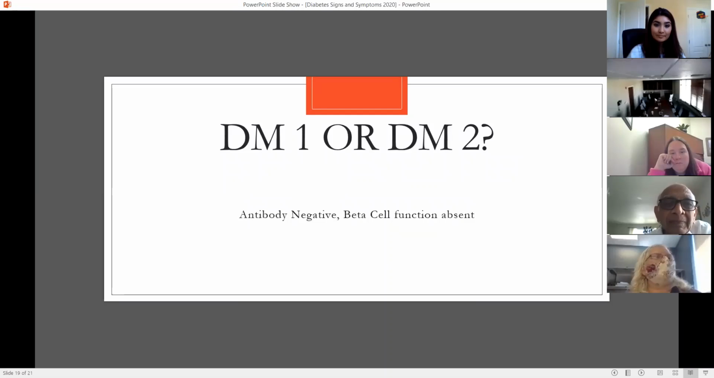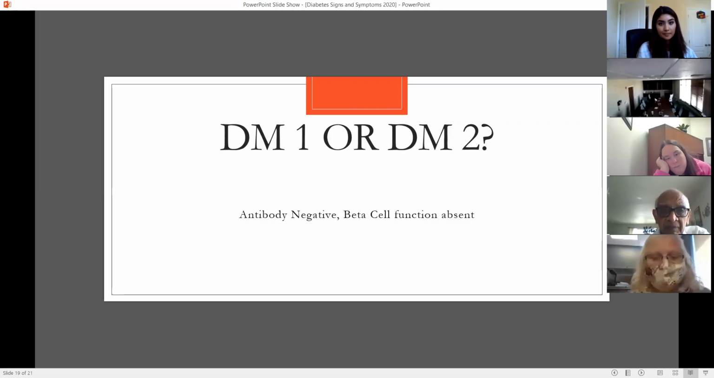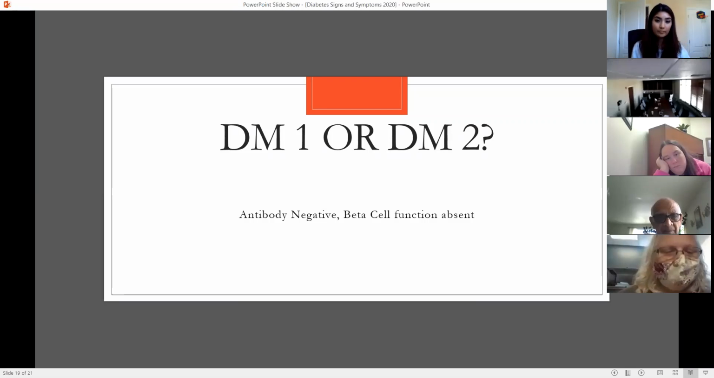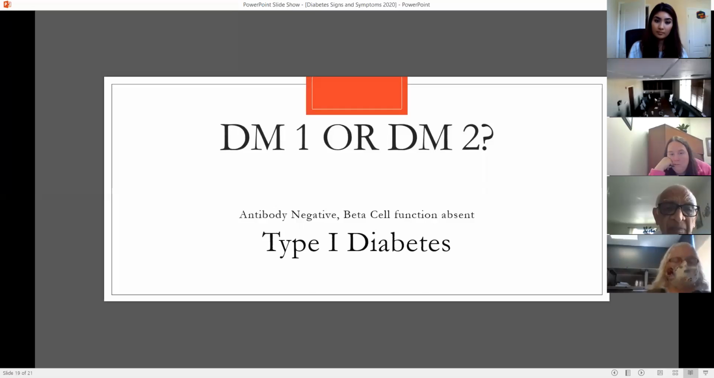Okay, next slide. So she has antibody negative and beta cell function is absent. They have this new key that's used: A negative, B negative. So antibody negative, beta cell absent. And so this is a form of type 1. Go ahead and put the next slide in.